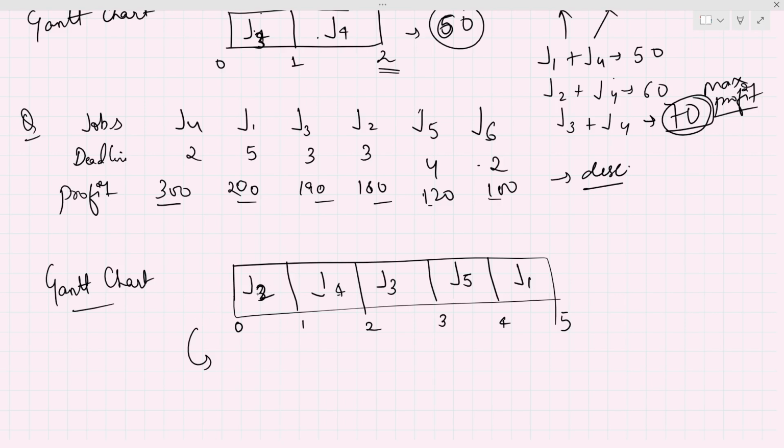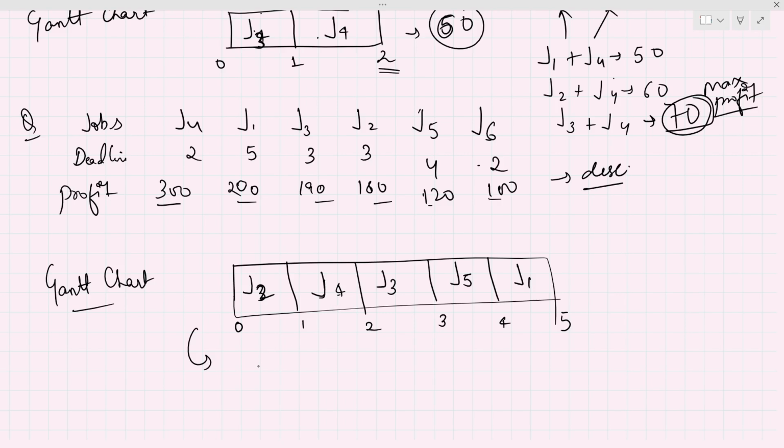You can write job number 4 here as well, job number 2 here as well, because the deadline is 2. We can write it in any order, but the good practice is, whatever the deadline of a particular job, write that job in that position. Okay, in that position. That's why I write job 4 here.